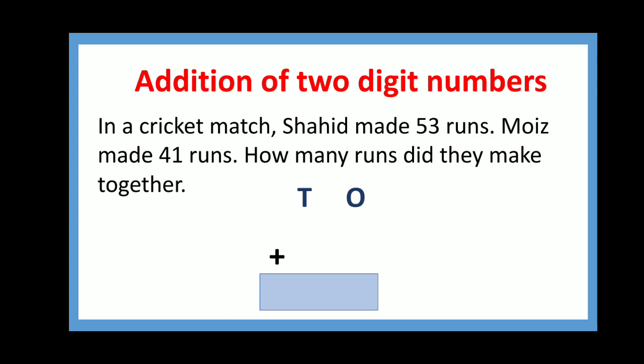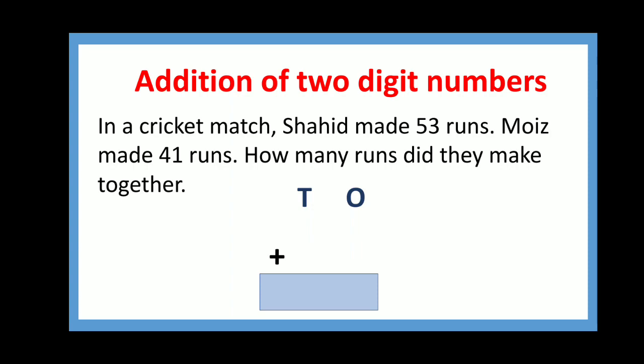Okay, so now you have already learned about the word problem. In a cricket match, Shahid made 53 runs, Muiz made 41 runs. How many runs did they make together? This word problem is about addition of two-digit numbers.